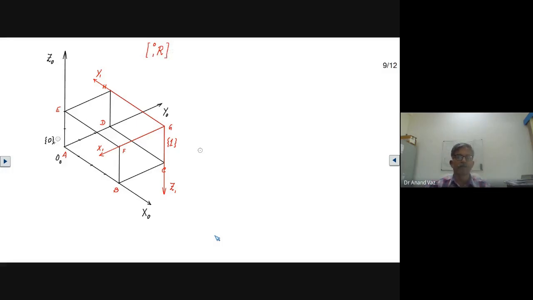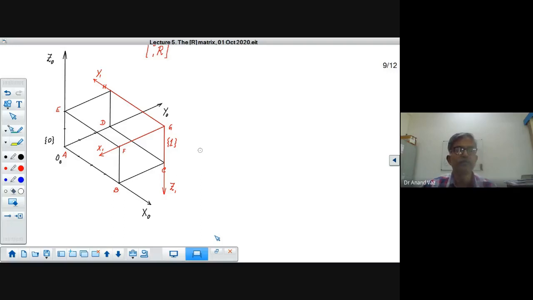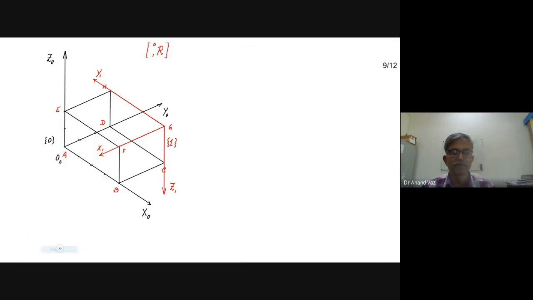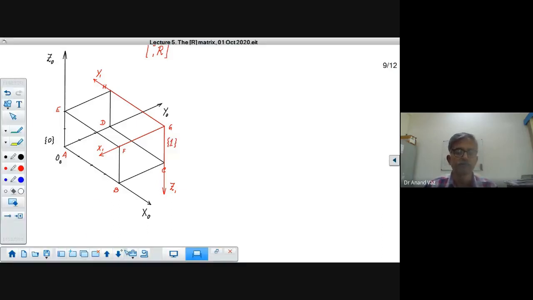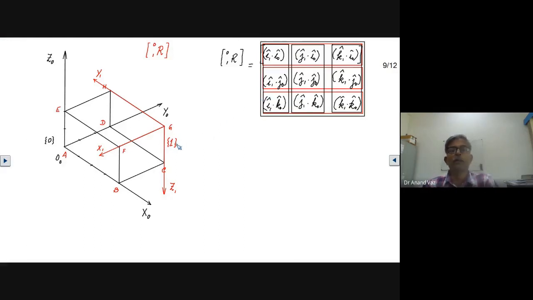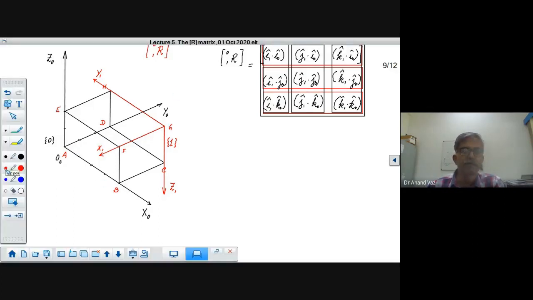Again, we are going to use the same concept that we had earlier. Now, how are you going to determine the orientation of frame 1 with respect to frame 0? It's exactly the same way. Let's take red only. So the first element here is I1 dot I naught. Let's identify I1, I naught, etc.